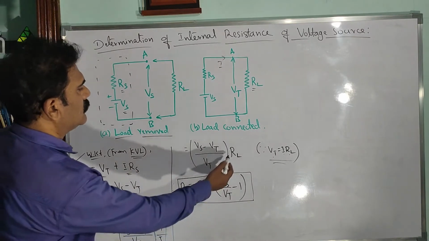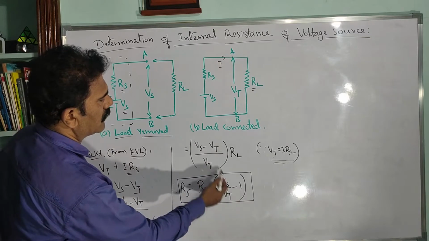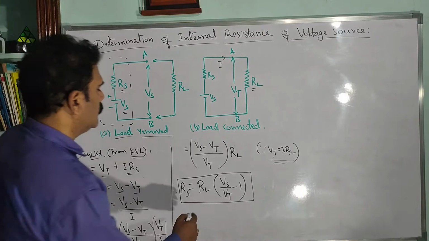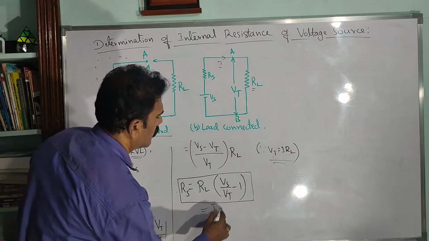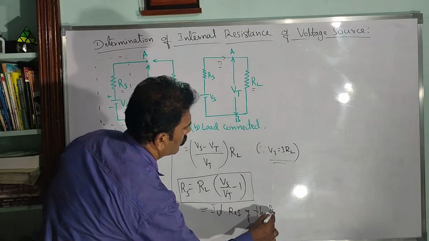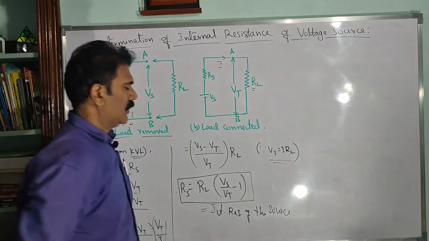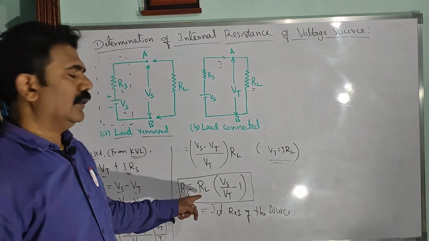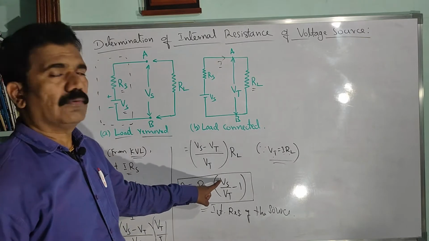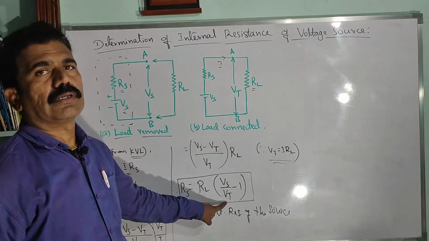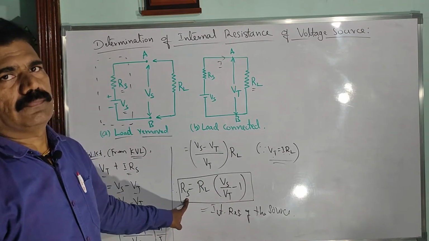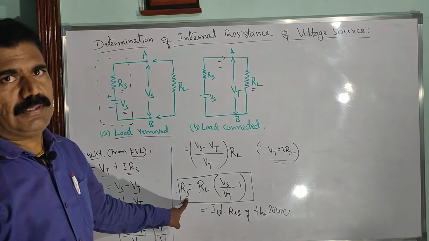Rs is equal to RL into Vs by Vt minus Vt cancels here, so it is equal to 1. So this is the way of finding the internal resistance of the source. We need to know the total supply applied, the load resistor, as well as the supply voltage and the voltage drop across the load. Then only is it possible to find the internal resistance of the source in any voltage source. Clear?